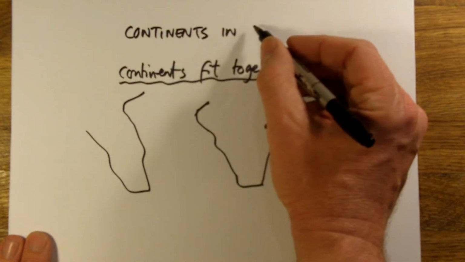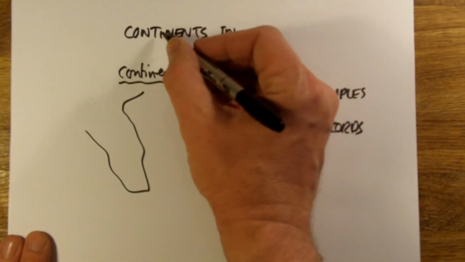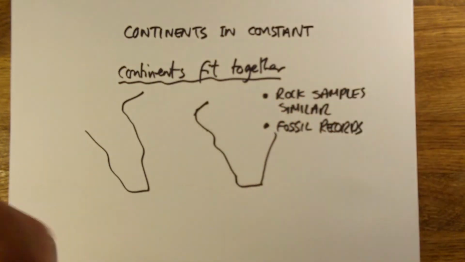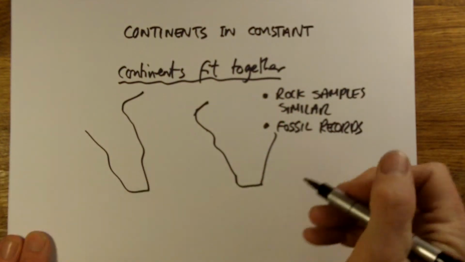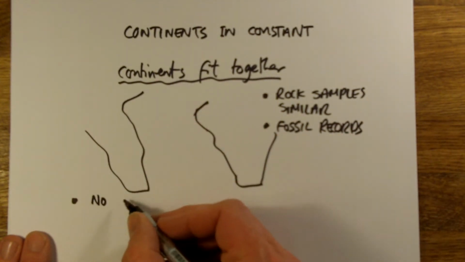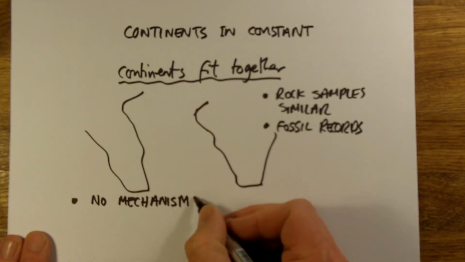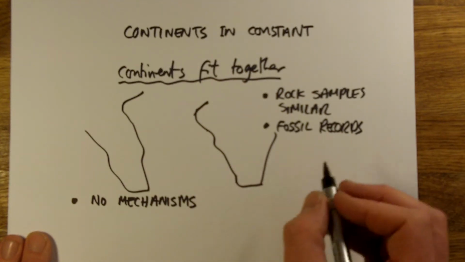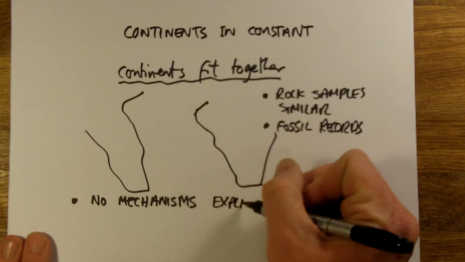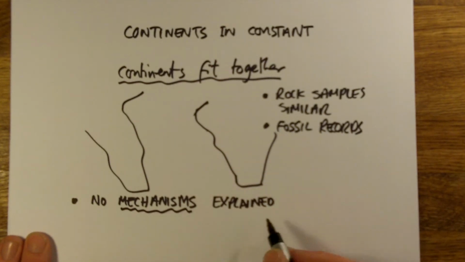So this didn't go down well at all. It was very suspiciously taken by geologists at the time, mainly because of the following reasons. First of all, one reason why it was rejected was that there was no mechanism proposed. So Wegener didn't exactly explain why or how these continents were drifting around. He just said that they were moving. So no mechanisms at all. And if there's no mechanism, then why should it be believed?